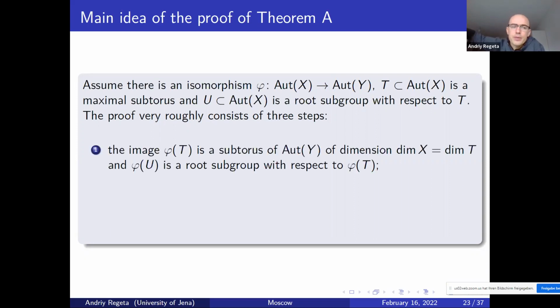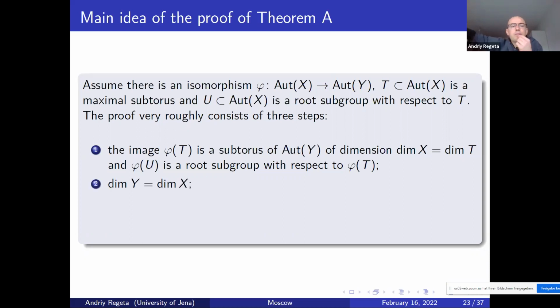The first step is to prove that the image of an algebraic torus is a subtorus of Aut Y of dimension dim T. And the image of a root subgroup is again a root subgroup with respect to the image of the maximal subtorus.